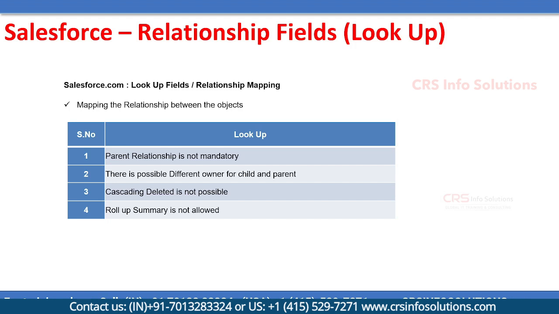So in this video we are going to cover relationships. In relationships, the first type is the lookup data type. By using the lookup data type, you can relate a parent-child concept. Like, if you take accounts, account is a parent and contact is a child, where account carries a list of child records, that is, more than one child record.